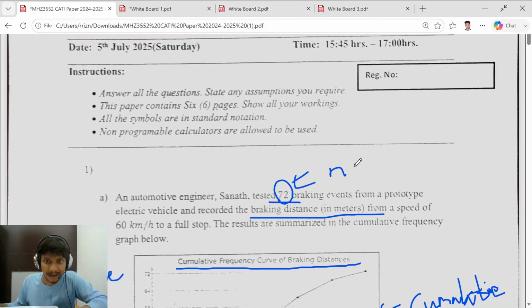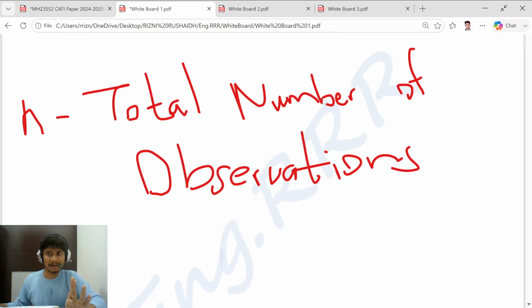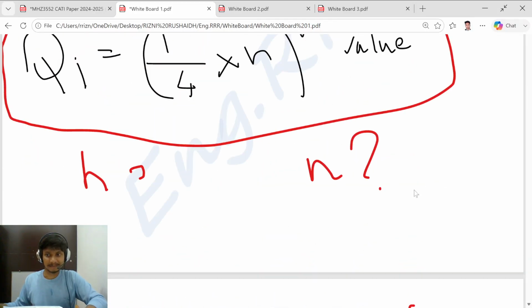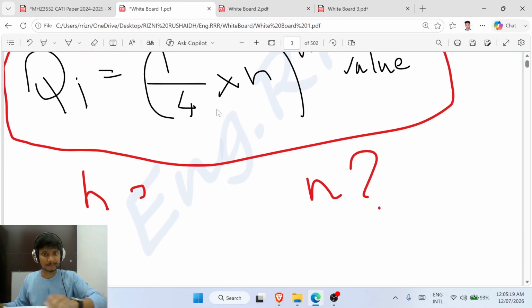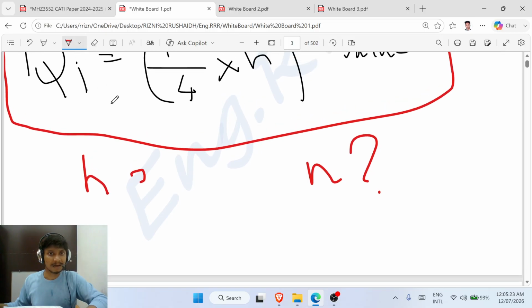Therefore, n is equal to 72. Okay, this is the total observations. N is equal to the total number of observations. Okay. Therefore, what is Q1?